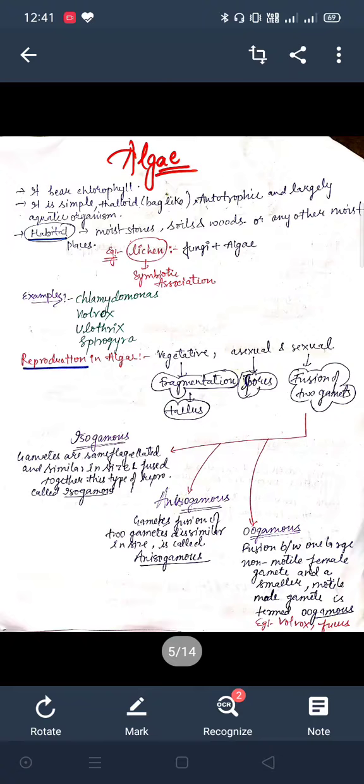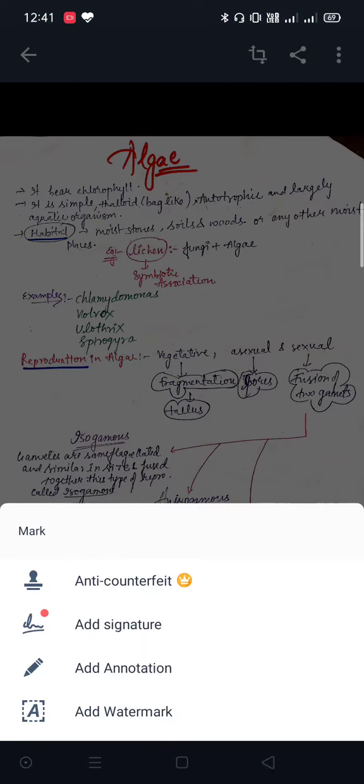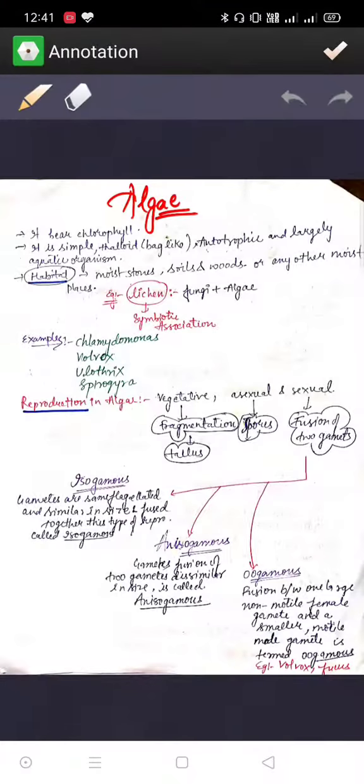Thallophytes are commonly known as algae, because all organisms in thallophytes are similar to algae. They have chlorophyll, they have a thalloid body, a bag-like body, and are aquatic organisms. The habitats of algae are moist stone, soil, and moist places. There is a common example.